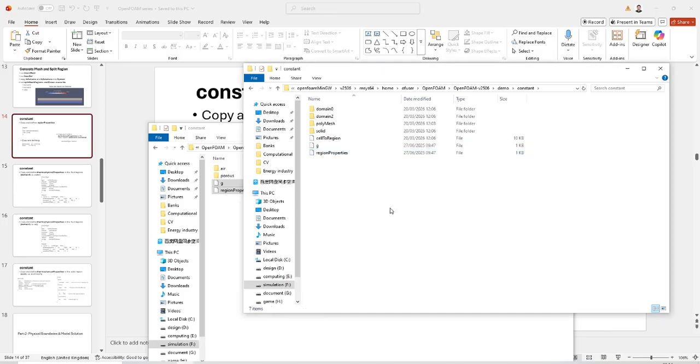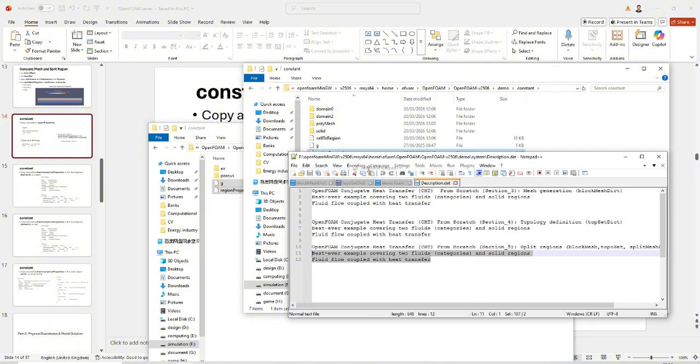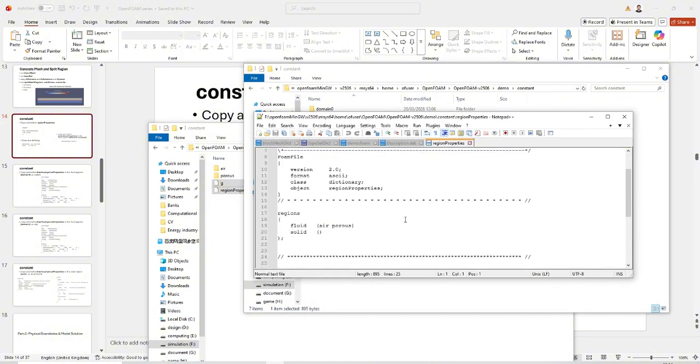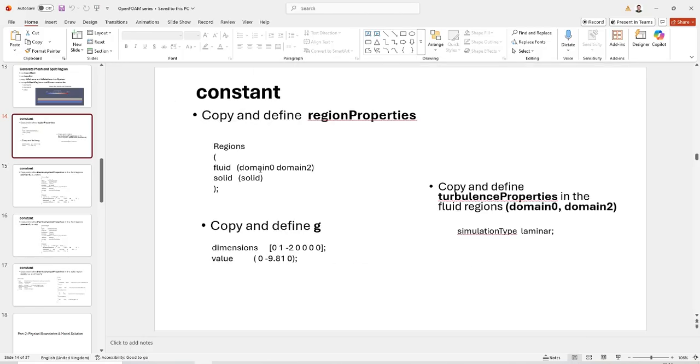Now we open the region properties file, and here the regions from the previous tutorial only have air and porous without any solid, but now we have both solid and fluid, right? So I need to define here that we have 2 fluid domains called domain 0 and domain 2, and the solid, which we name solid, and that's all. That is our definition of the regions, and the solver will identify that domain 0 and 2 are fluid, and solid is the solid.